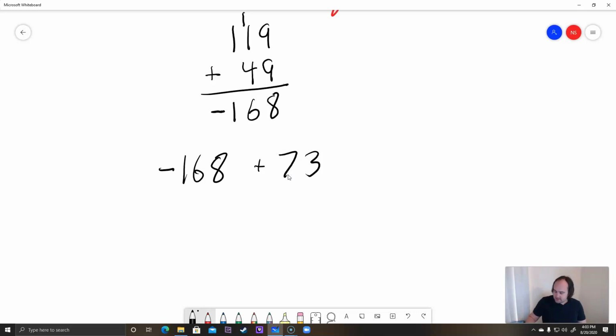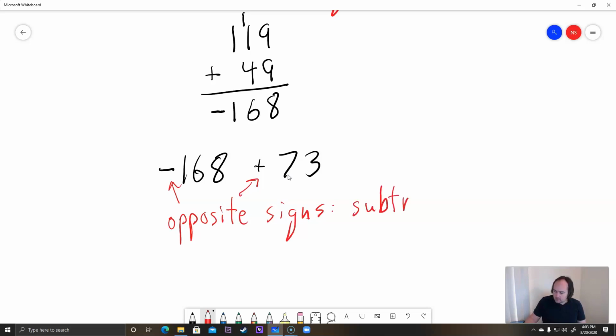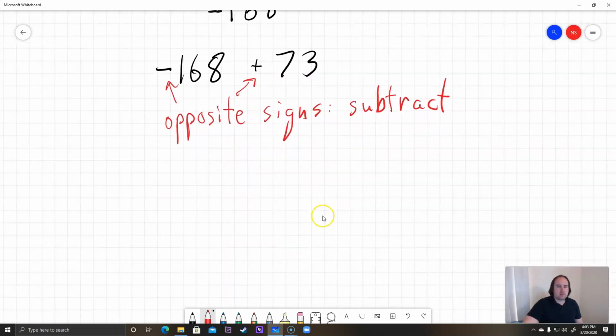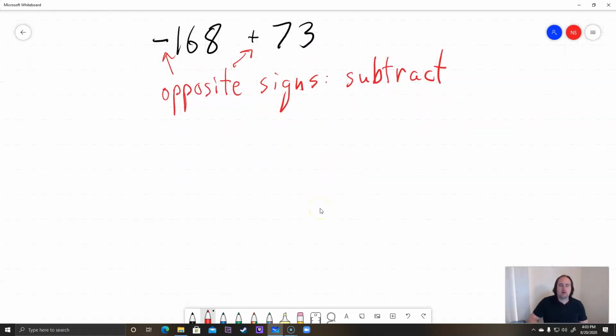But notice with these, one of them's negative and the other one's positive. So since they're opposite signs, what do we do? We subtract. Okay, because one of them's positive, the other one's negative. And remember, you subtract the smaller number from the larger number, and you keep the sign of the larger number.